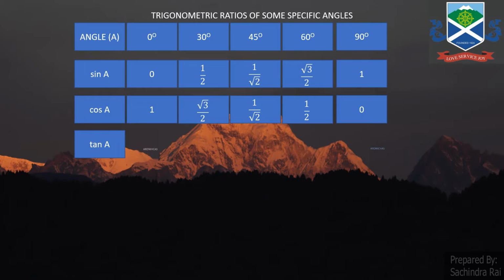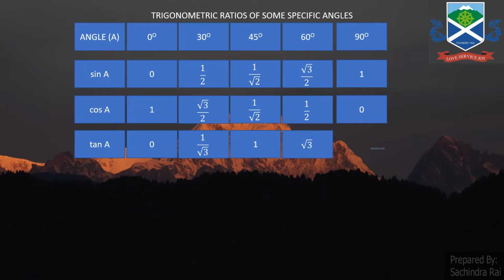Now we know that tan A is the ratio of sin A and cos A, meaning we can divide the value of sin and cos. That is, for 0 degree we can divide 0 by 1, which gives us 0. Likewise, for 30 we get 1 by root 3. For 45 we get 1, for 60 we get root 3, and for 90 we get undefined or not defined, because we cannot divide a number by 0.